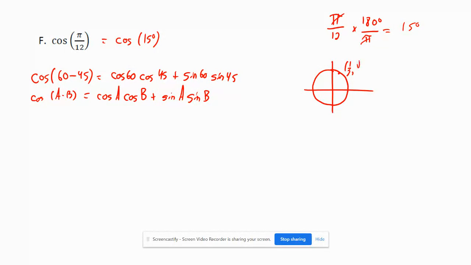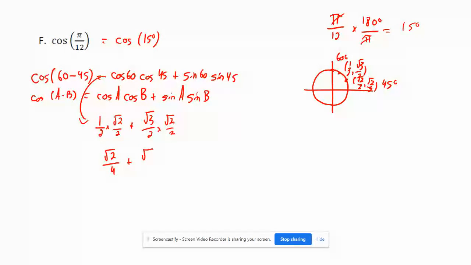So we have 1/2, root 3 over 2, and that's for 60 degrees. And then we have root 2 over 2, and that's for 45 degrees. Applying this to this question, cos 60 is 1/2, cos 45 is root 2 over 2, plus sine 60 is root 3 over 2 times sine 45 is root 2 over 2. So we get root 2 over 4 plus root 6 over 4, equals square root of 2 plus square root of 6 all over 4.